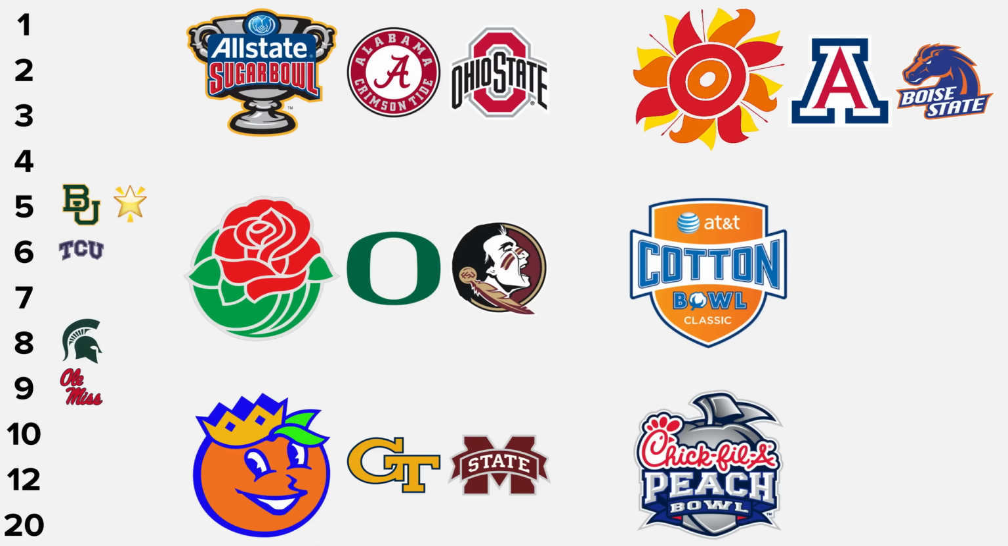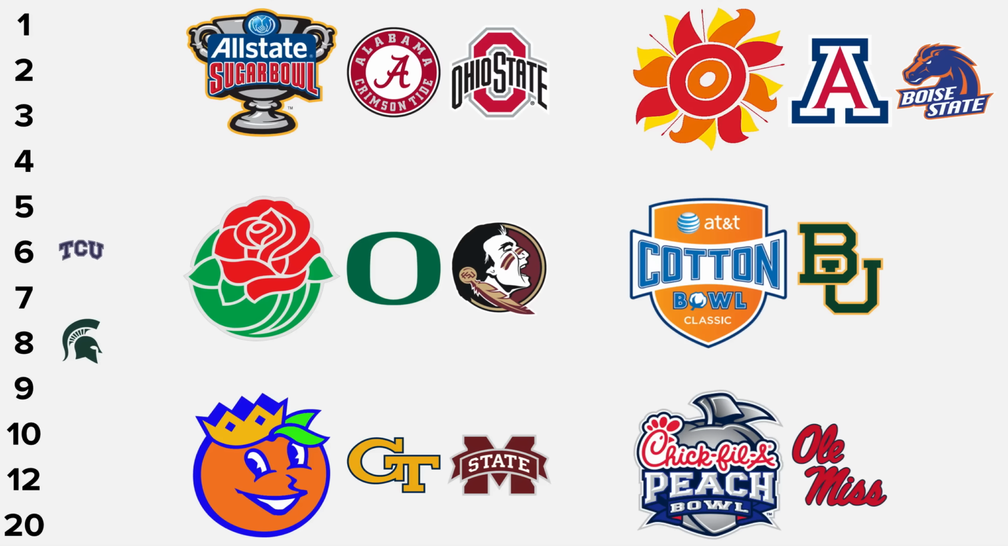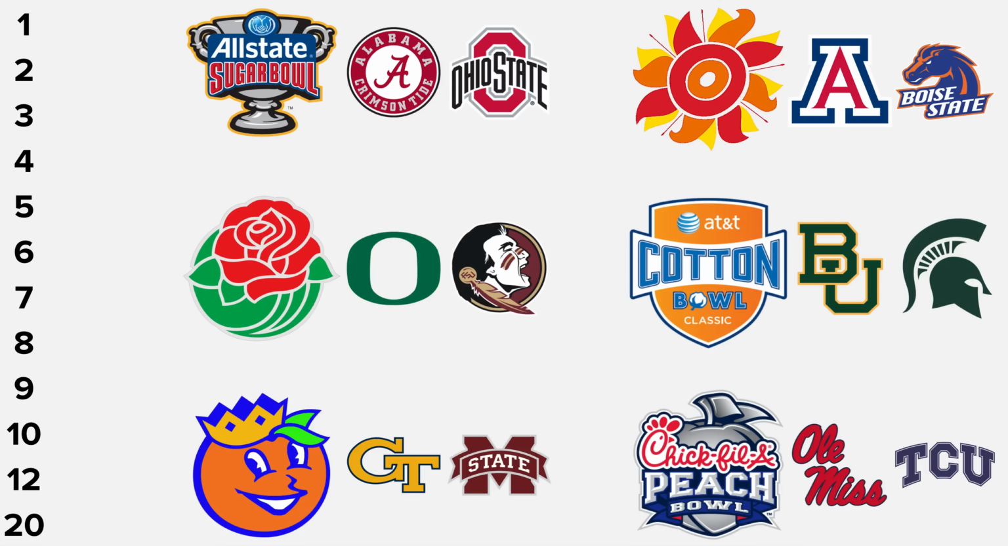Baylor was a natural fit for its home state Cotton Bowl, as was the SEC's Ole Miss for the Peach Bowl in Atlanta. TCU would need to go to the Peach Bowl to avoid a rematch with Baylor, leaving Michigan State as the other team in the Cotton Bowl.